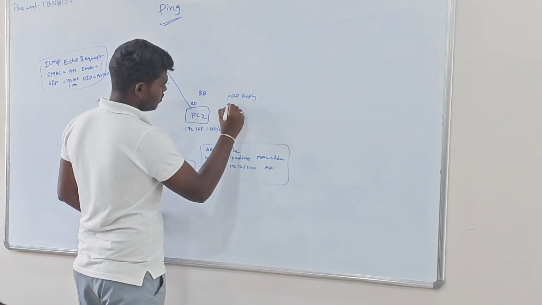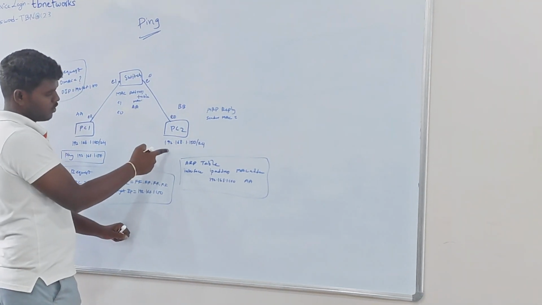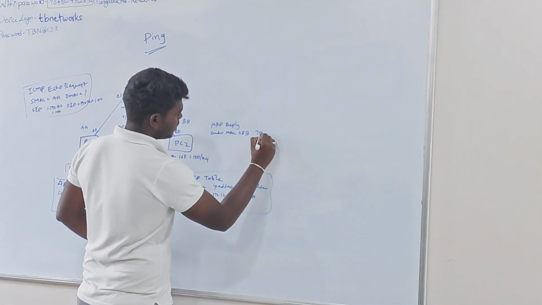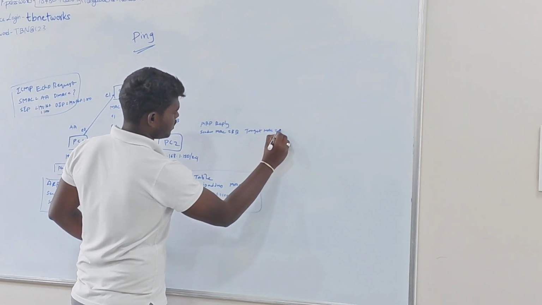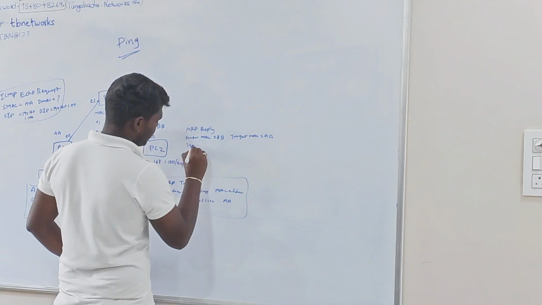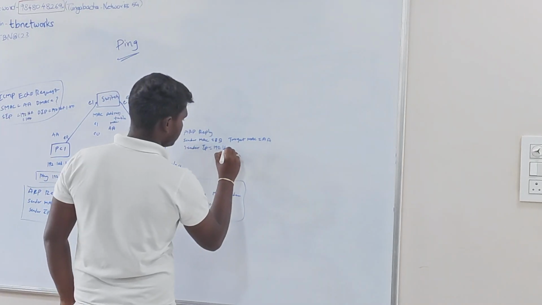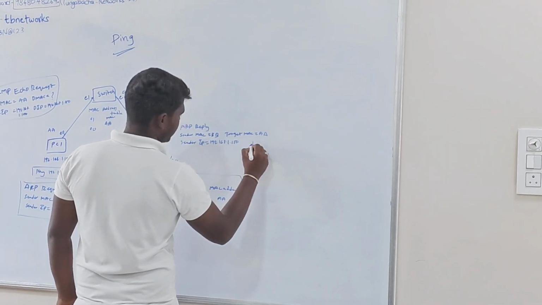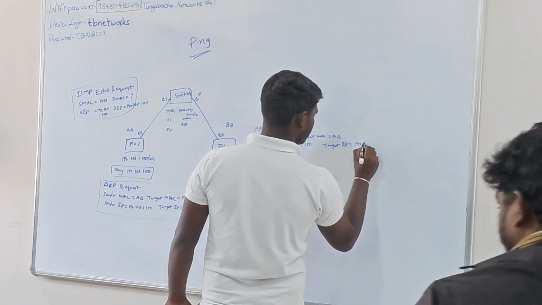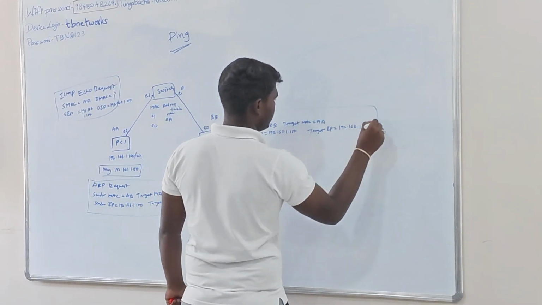The ARP reply contains the sender MAC. Here the sender MAC is BB. Now we are sending this from PC2 to PC1, so the sender MAC is BB and the target MAC is AA. Because this is the target, we need to send that MAC address. And the sender IP is the PC2 IP, and the target IP is the PC1 IP. This is the ARP reply packet.